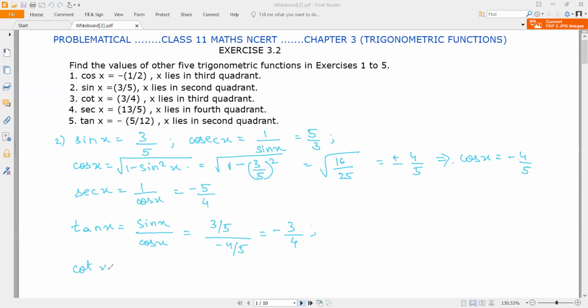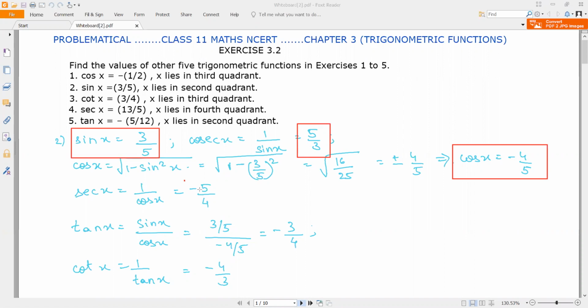Cot x is equal to 1 upon tan x, which will be equal to minus 4 upon 3. So these are your values. It was given sin x is equal to 3 upon 5. You got the value of cosec x as 5 upon 3, cos x as minus 4 upon 5, sec x as minus 5 upon 4, tan x as minus 3 upon 5, and cot x as minus 4 upon 3.